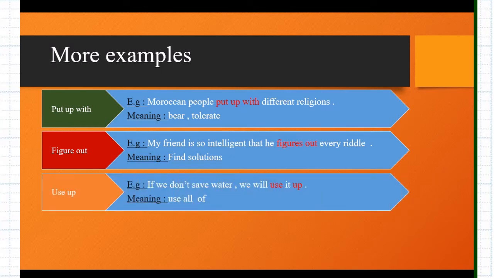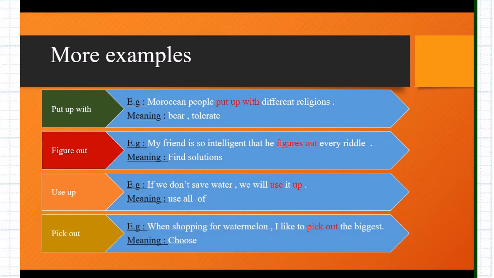Use up. If we don't save water, we will use it up. So it means we are not going to find water anymore. It will disappear. So it means to use all of it. Pick out. When shopping for watermelon, it is a fruit, I like to pick out the biggest. It means to choose. For example, I give you 3 pens with different colors, and I tell you, can you pick out only 1 pen, to choose?